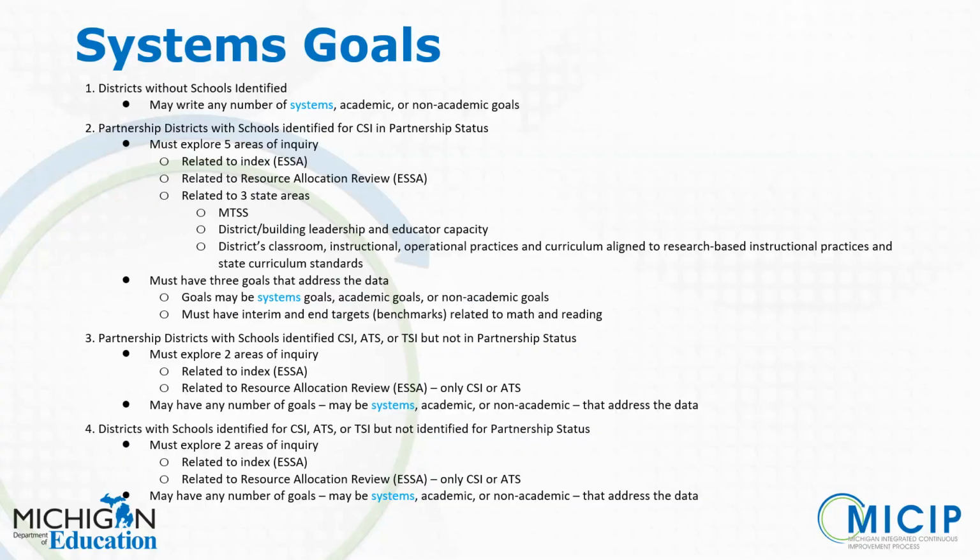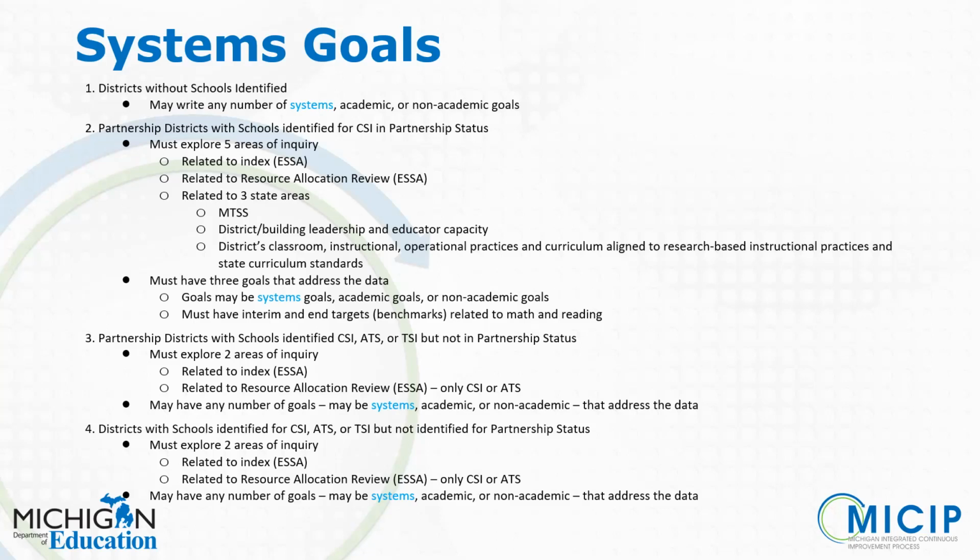Some of you might be part of or supporting districts with schools identified for additional supports. This slide is intended to clarify how systems goals can be addressed in the various categories of districts and schools. Number 1, districts without schools identified. These districts may write any number of systems, academic, or non-academic goals. Category 2, partnership districts with schools identified for CSI in partnership status.